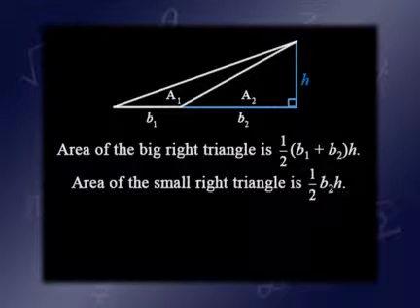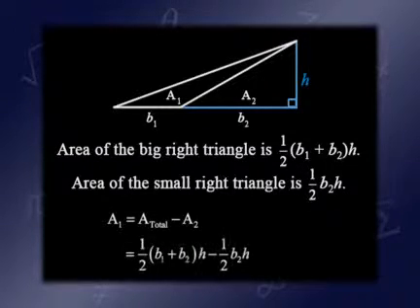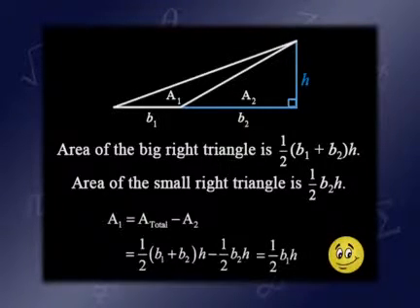Now the original triangle A1 is what you get when you take the big triangle minus the triangle with area A2. And therefore, we take the total area minus the area A2. That's equal to 1/2 B1 plus B2 times h minus 1/2 B2 times h. And algebraically, the 1/2 B2 times h's cancel, and we're left with 1/2 B1h.